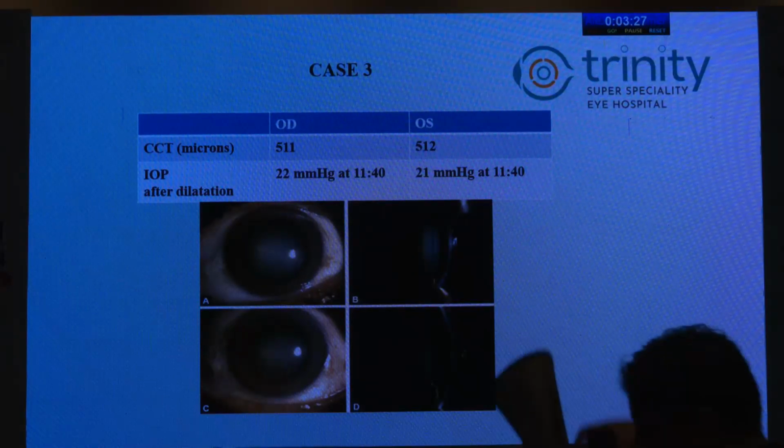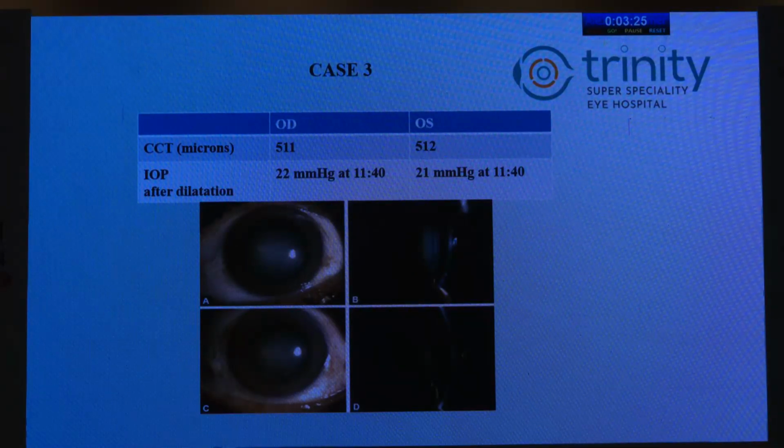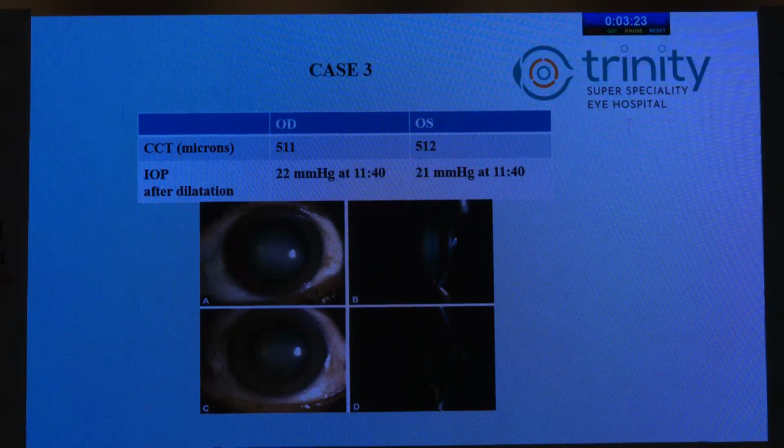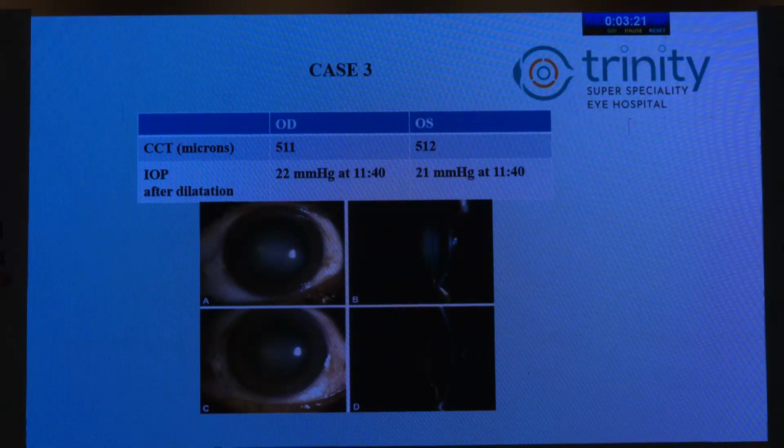But in my practice, what I usually do is, if there are no significant clinical findings in the optic nerve head and the intraocular pressure is not high, with no peripheral anterior synechiae on gonioscopy, then you can definitely give it a try by dilating and check the IOP after dilatation also. Now you can see the IOP didn't increase much after dilatation. It was almost in a similar range and the cataract was significant.